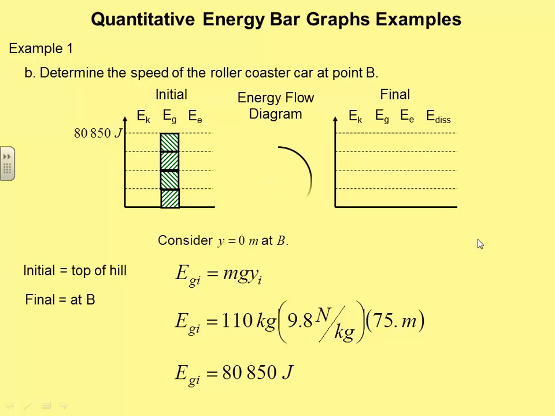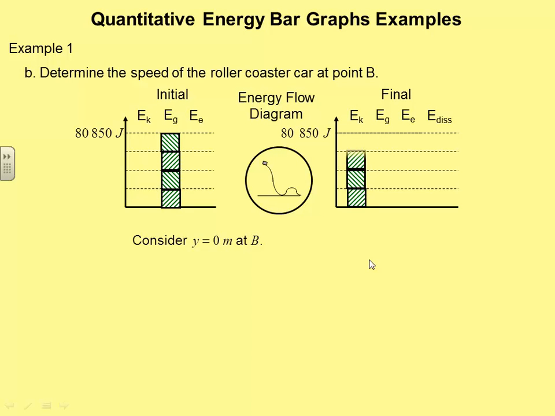Our energy flow diagram will look as before. There's our system boundary. There's what's in the system, the cart, the track, the earth, right? There's no energy flowing in or out, no work being done because it's still an isolated system. And so that means we have 80,850 joules in our final bar graph. No E-dis, no friction, no EE because there's no springs or anything. And here's again the special thing we did by choosing 0 to be at the top of B, the top of this second hill. There's no EG there either, which means all of the 80,850 joules is stored as EK.